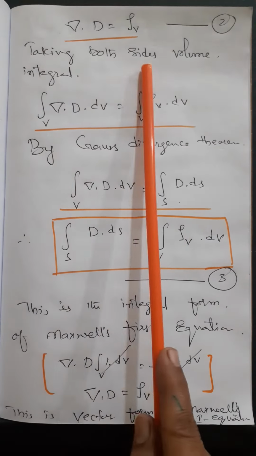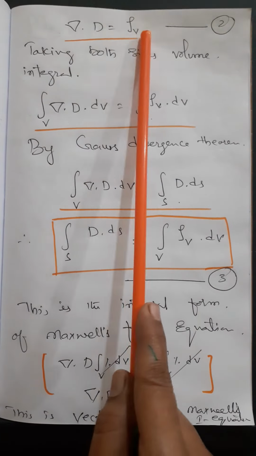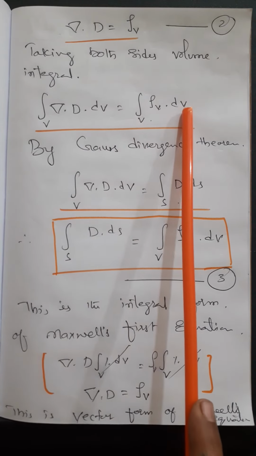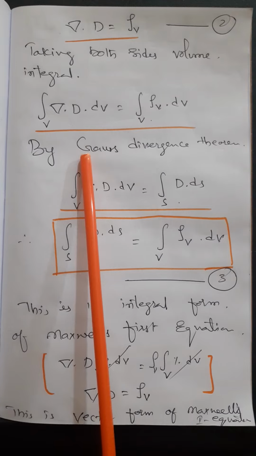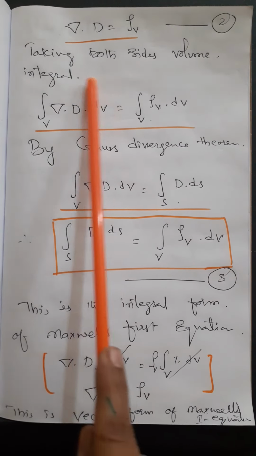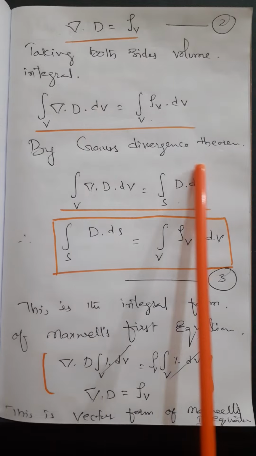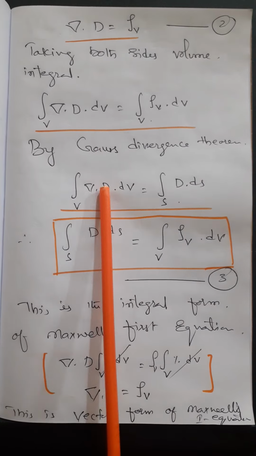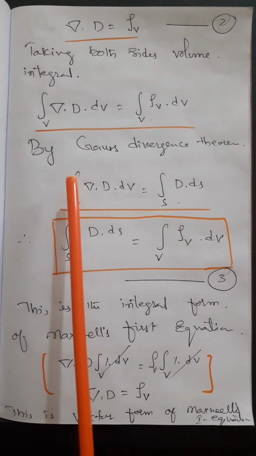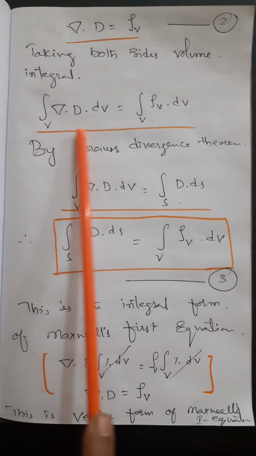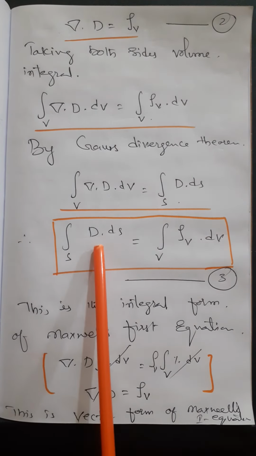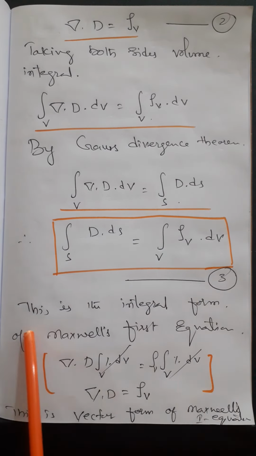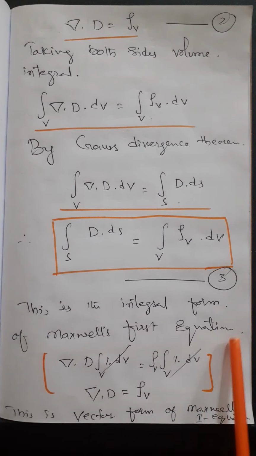Now taking the volume integral on both sides of this equation, the integral of del dot D over the volume v dv is equal to the integral of rho v dv over the volume v. Again we use the Gauss divergence theorem: according to it, a volume integral can be converted into a surface integral and a surface integral can be converted into a volume integral. So this term is replaced by the surface integral, D dot ds, and the right hand side is the integral of rho v dv. This is known as the integral form of Maxwell's first equation.